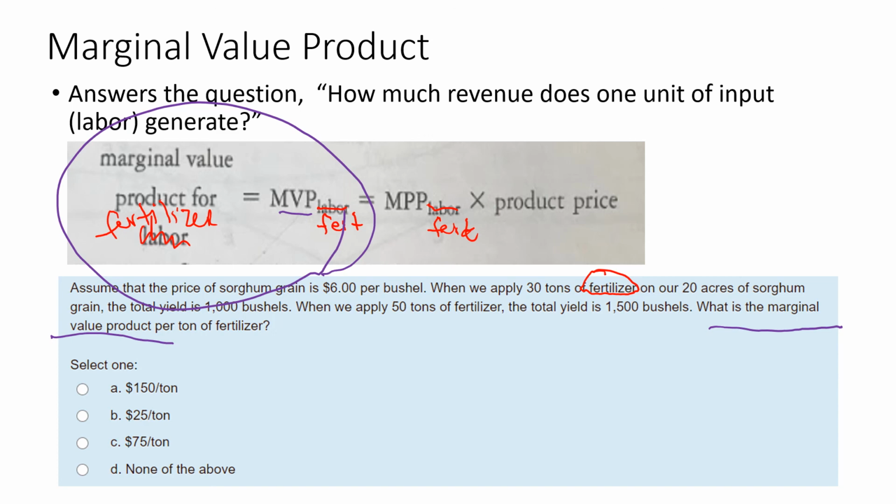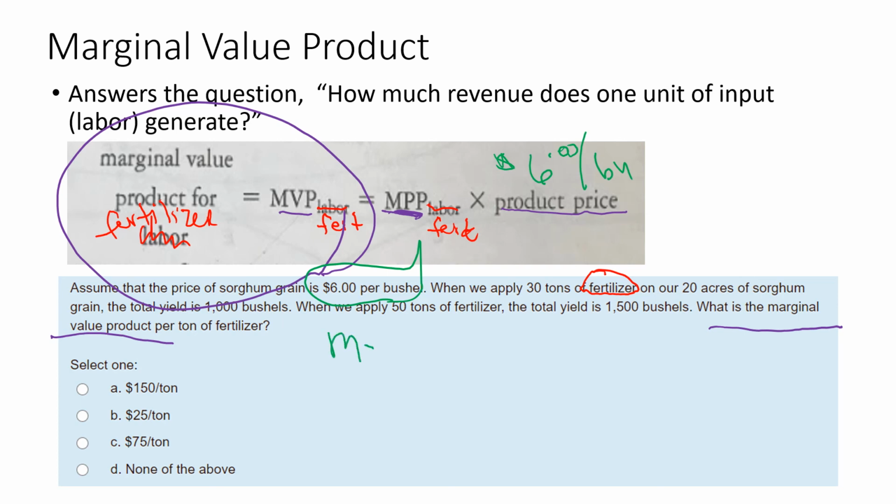To figure that out, we need to know the marginal physical product and the product price. So let's see what information this problem gives us. It says, assume that the price of sorghum grain is $6 per bushel. Well, that's the product price given to us right there. So our product price is $6 per bushel. Now we need to find the marginal physical product, which is saying how many more bushels of sorghum we get by adding one more additional unit of fertilizer. I'm going to write that out.